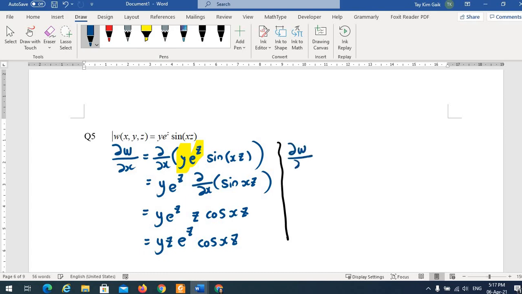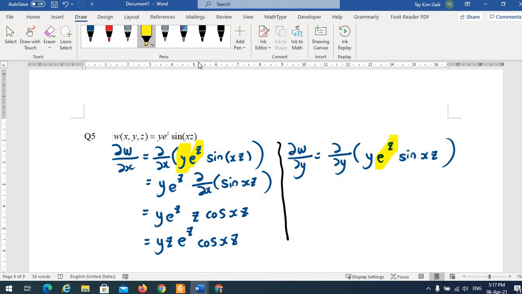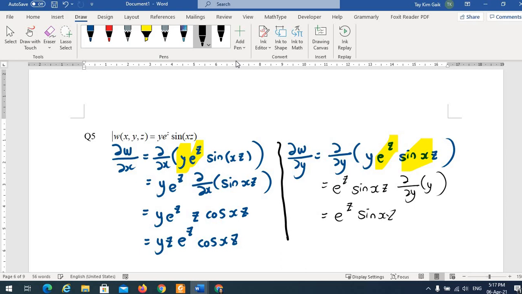Del w del y is del del y of y^z sin xz. When differentiating with respect to y, z is constant, sin xz is constant. So these terms are constant, so they can be factored out. You factor out sin xz, and then this becomes del y of y. Del y of y, the answer is 1. That's why you get sin xz.